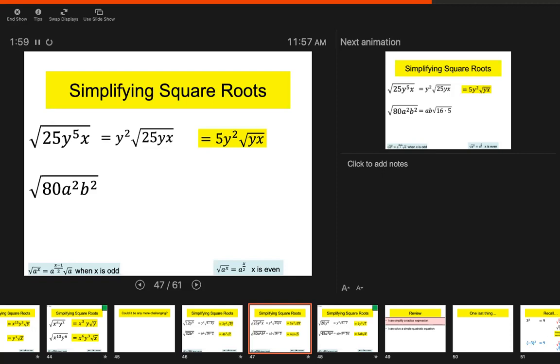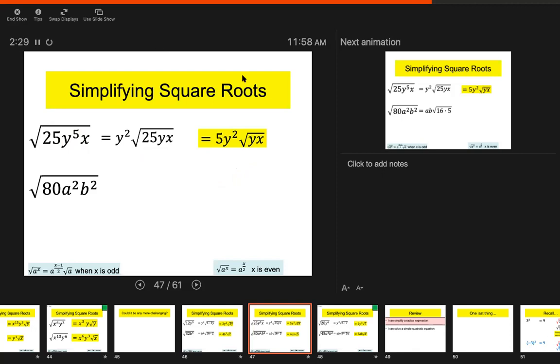Well, that came from the fact that originally at the start of the problem you had y to the 5th, right? 5 is odd. So the rule for odd is subtract 1. 5 minus 1 is 4. And then you take half. Half of 4 is 2. But remember, if something's odd, you're left with a y on the inside. Okay, thanks.